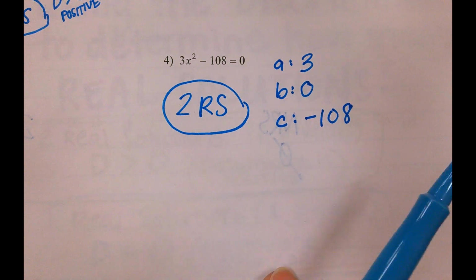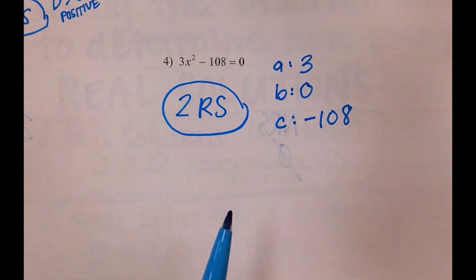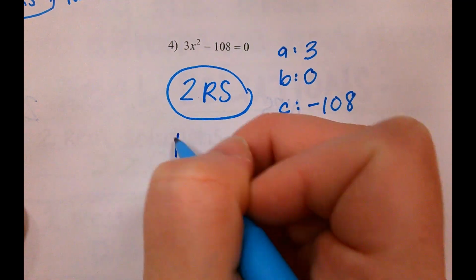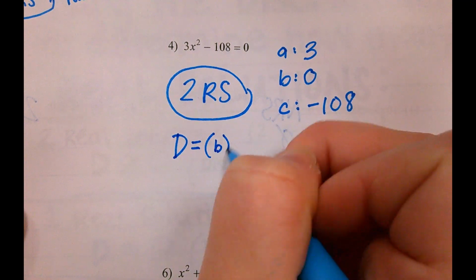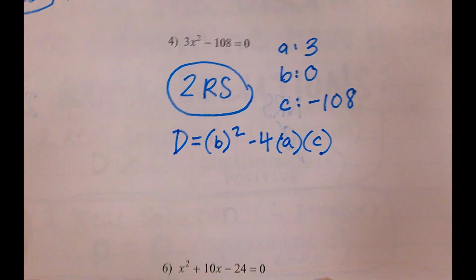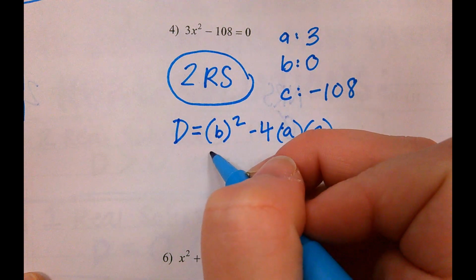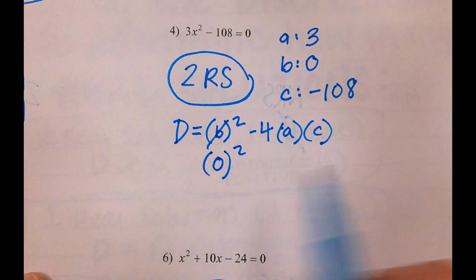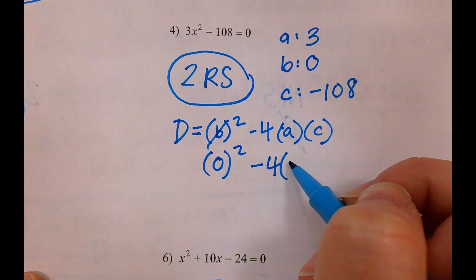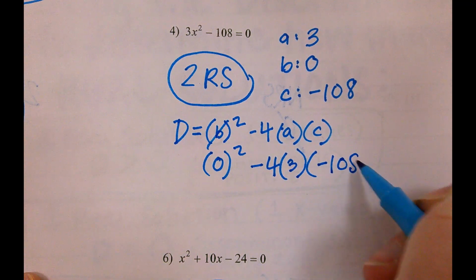So we can work this one out just because sometimes when you get a B that is 0, it can feel a little uncomfortable, a little awkward to do. So we would follow the same steps. The discriminant equals b squared minus 4ac. And let's plug those numbers in. So what goes first? 0. It'd be 0 squared. Minus 4 times what? 3 times negative, good, -108.